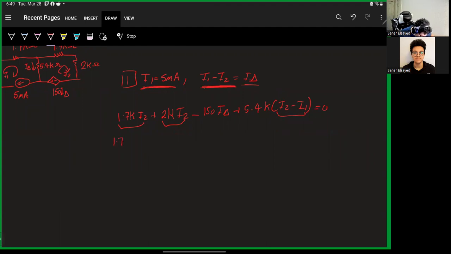So you end up with something like this. I'm going to simplify it. I'm not going to answer it, but it's just algebra. You can put it on a calculator. 150 times what is I delta? I1 minus I2. You remember this?